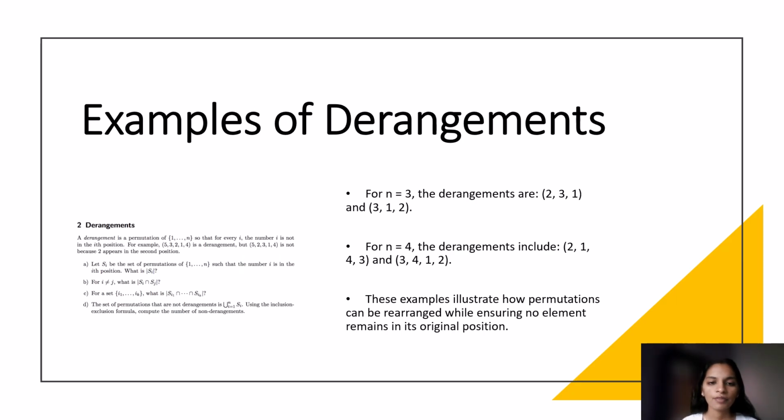Some examples of derangements: for n equals 3, the derangements are 2, 3, 1 and 3, 1, 2. For n equals 4, the derangements include 2, 1, 4, 3 and 3, 4, 1, 2. These examples illustrate how permutations can be rearranged while ensuring no element remains in its original position.